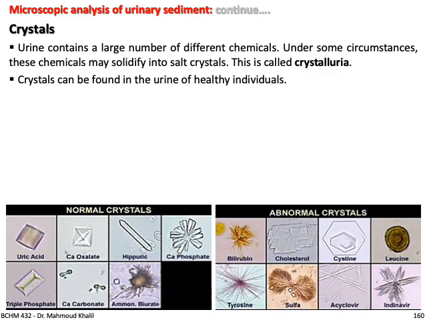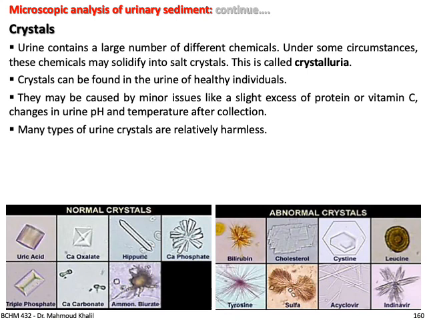Crystals. Urine contains a large number of different chemicals. Under some circumstances, these chemicals may solidify to form salt clusters. This is called crystalluria. Crystals can be found in the urine of healthy individuals. So you can see from the figure types of normal crystals and types of abnormal crystals. They may be caused by minor issues like a slight excess of protein or vitamin C, changes in urine pH and temperature after collection. Many types of urine crystals are relatively harmless.